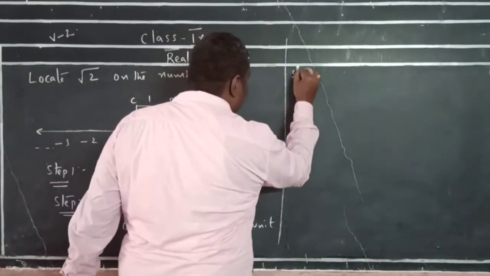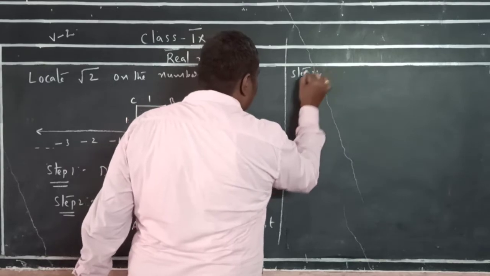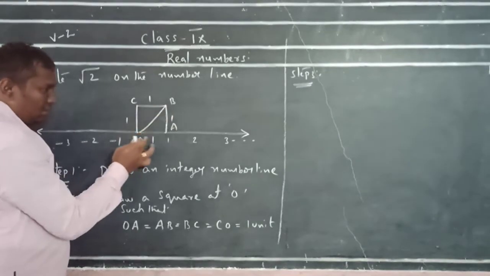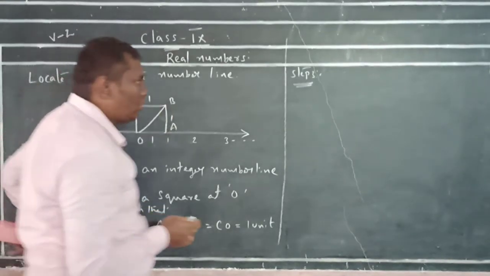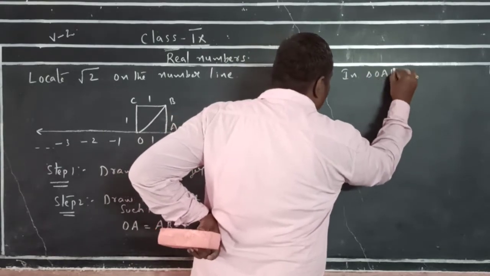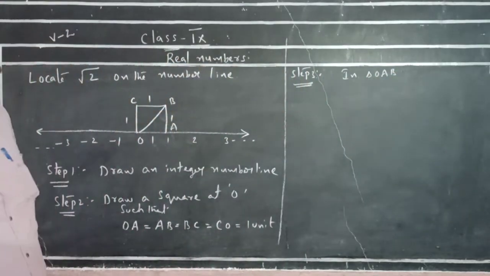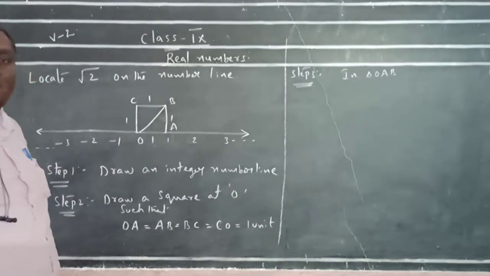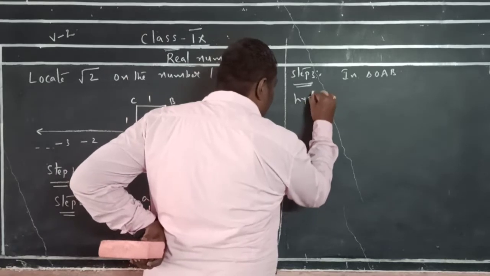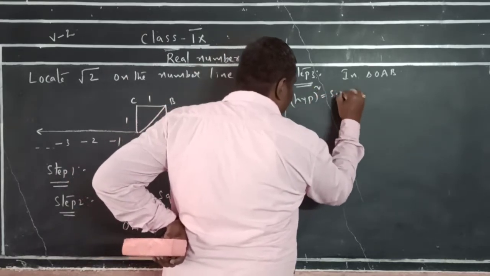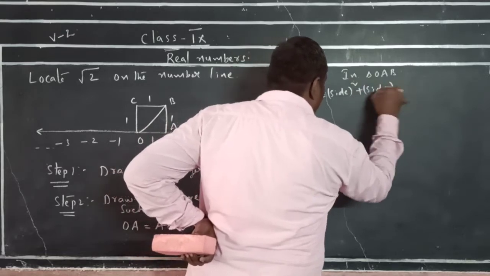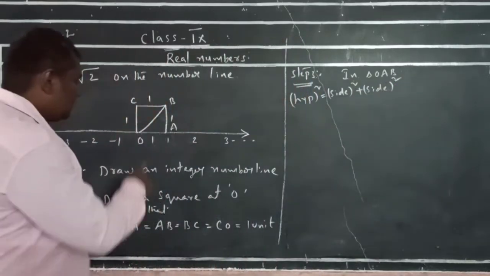Here, step 3. Observe once here, triangle OAB. In triangle OAB, apply the Pythagoras formula. How do you know the Pythagoras? The hypotenuse square is equal to side square plus side square. Okay, in triangle OAB, this is the hypotenuse.